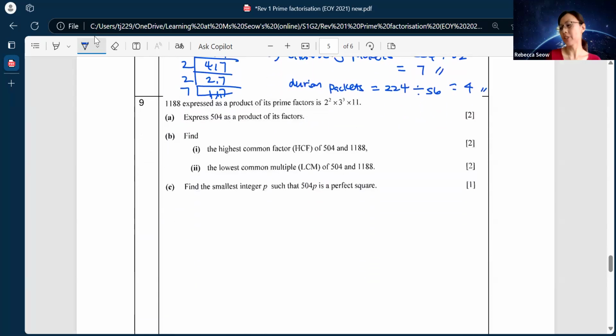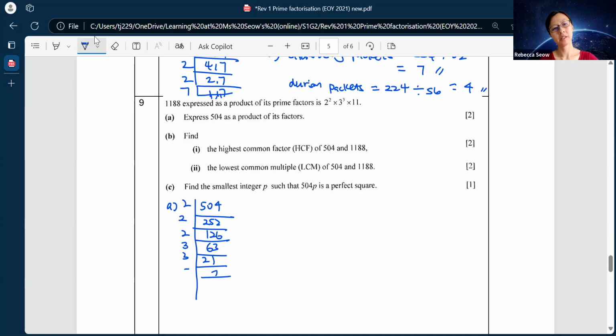Now moving on, question 9. A. Express 504 as the product of its factors. Oh, same thing, prime factorization. So 504 is written as 2 to the power of 3 times 3 to the power of 2 times 7. Okay, so that's our first 2 marks. Let's see the next one.